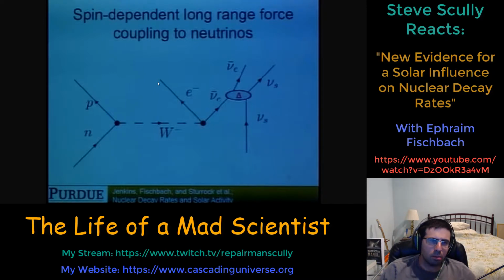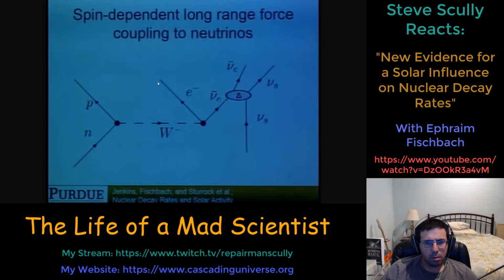This is what we think is maybe really going on. Here's a schematic of, let's say, neutron beta decay, either as a free neutron or as a neutron in a nucleus decaying. The picture is that a solar neutrino, nu s, comes along and exchanges an amount of energy delta, let's say with the emitted neutrino or possibly the emitted electron or the emitted proton, and changes in some way the phase space of the final state particles.